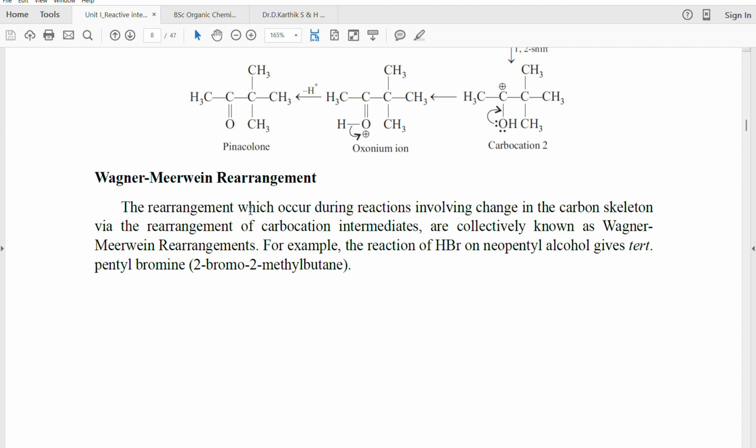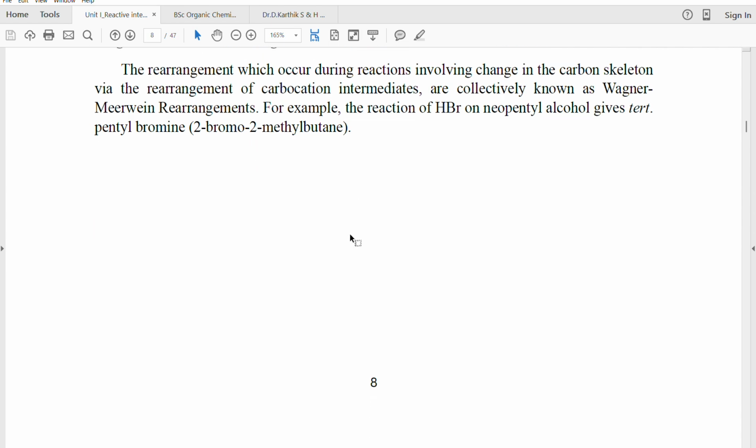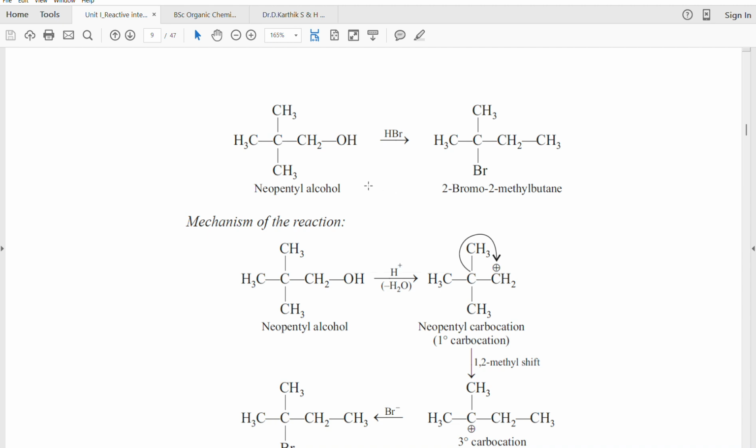So this Wagner-Meerwin rearrangement occurs during reactions involving a change in the carbon skeleton. We see the starting material and then we will see the product. Again here the starting material is an alcohol, a simple primary alcohol, and we use HBr, the inorganic acid again. When we treat the alcohol with the inorganic acid, it produces the carbocation by elimination of the water molecule, right.